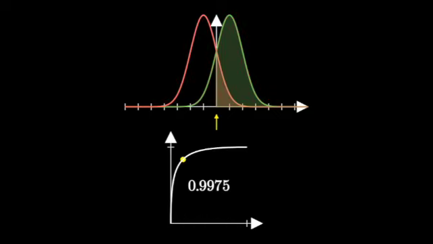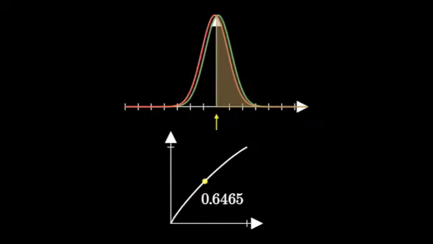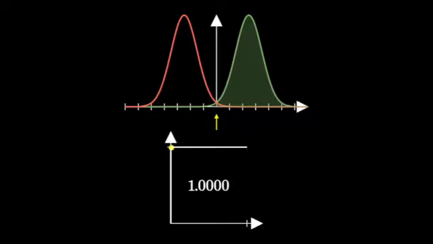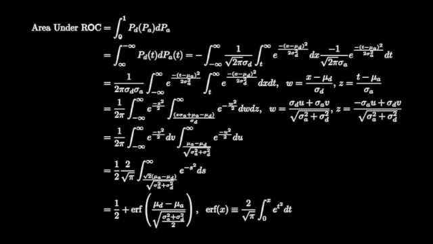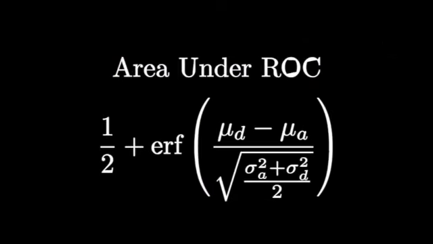Since we often want a single number to define quality, it is common to use area under the ROC curve. This will be a number between 1/2 for terrible to 1 for best possible. If we assume the distributions are Gaussian, it is possible to derive a formula for the area under the ROC in terms of the means and variances of the two distributions.